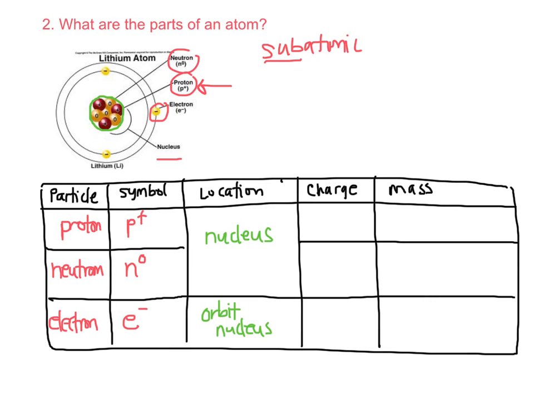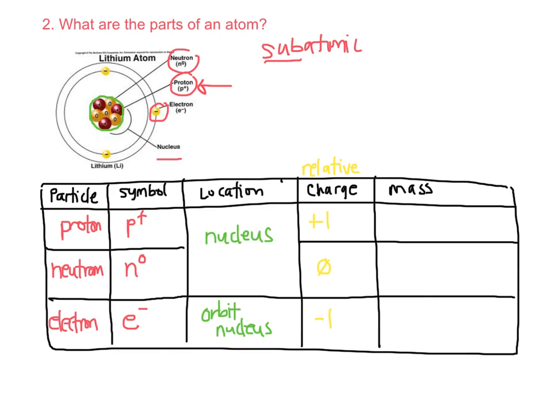All right, the charge. We're going to talk relative charge, and what I mean by that is I'm not going to give you the Coulombic charge, the actual charge. I'm going to give you the charge relative to one another. So we're going to say that protons have a +1 charge, neutrons are neutral, they have no charge, and electrons have a -1 charge, meaning they have exactly the opposite charge of a proton.